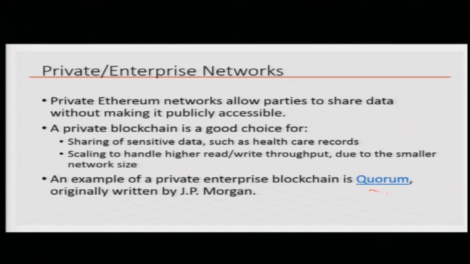Quorum is an example of a private enterprise blockchain which was originally created by JP Morgan, and it is still being developed by multiple different banks for their internal or bank-to-bank information sharing.